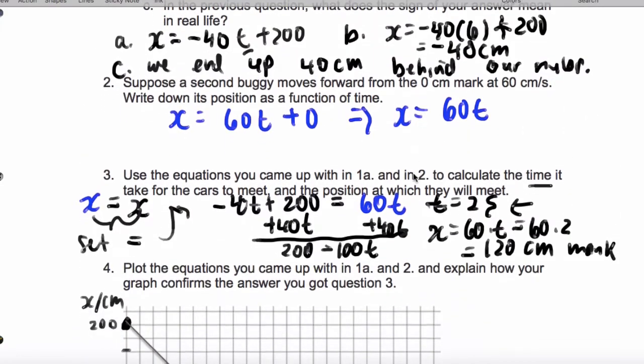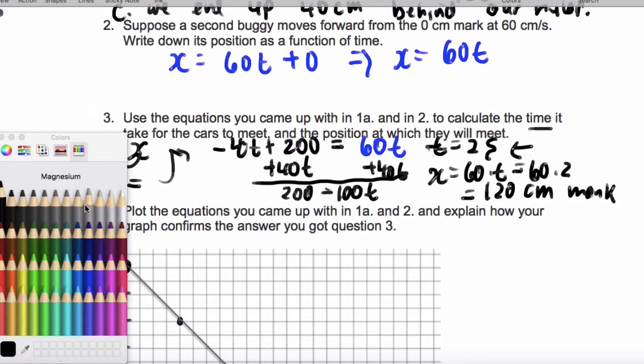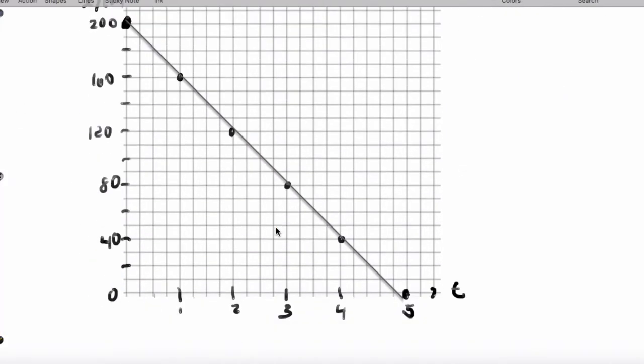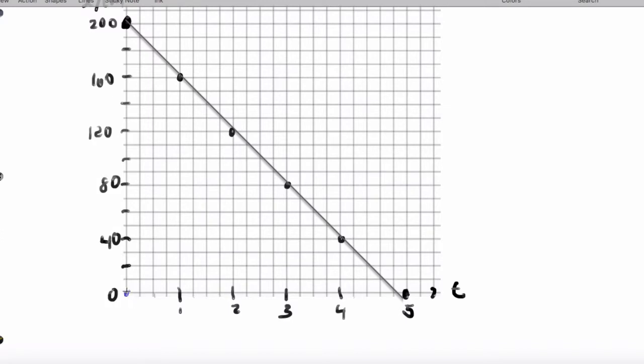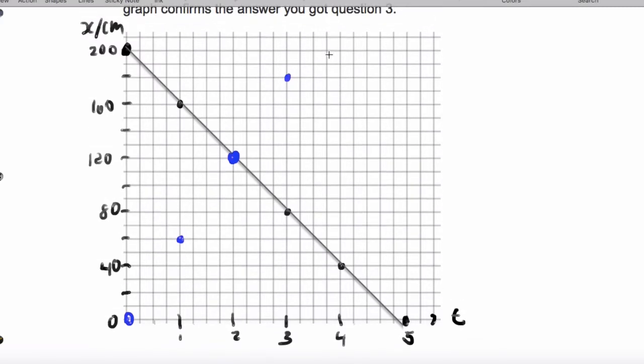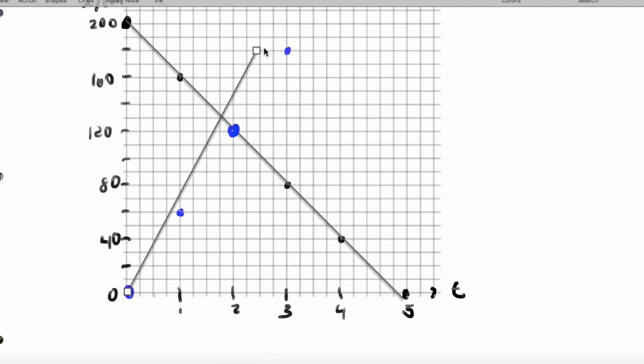So now we've got the other graph, 60t. Every 1 second, it goes up 60. So I start off at 0. At 1 second, I'm at 60. At 2 seconds, I'm at 120. At 3 seconds, I'm at 180. And at 4 seconds, it's going to be off the graph here, but that would be 240. So now I can draw this line, right through here. Now it works.